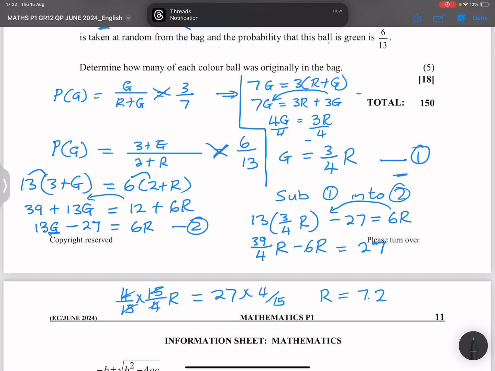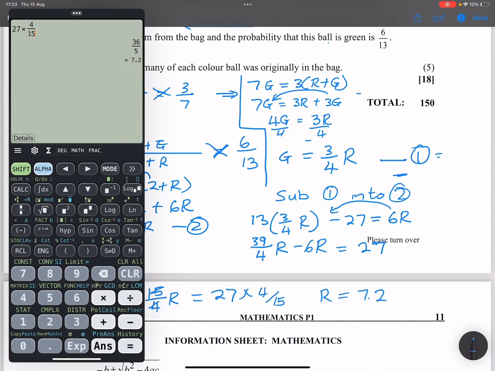And that means that the number of green, if I say 3 over 4 times 7.2, so we'd have to get a whole number here, right? You can't have 0.2 of a ball. So what I would do is actually multiply that to the nearest whole number. In this case, I can just simply multiply that by 5. 7.2 times 5 would give me 36. Okay, that's the number of red balls, right? And now, let's see, 36.